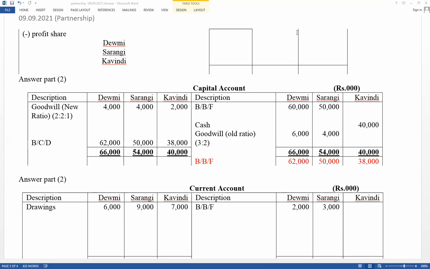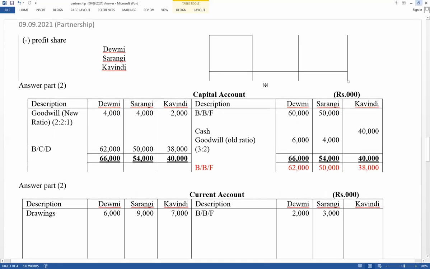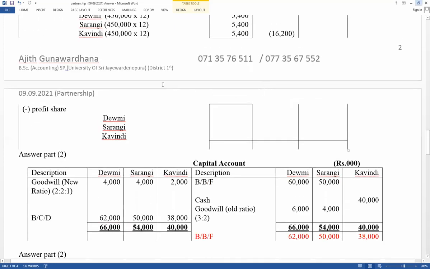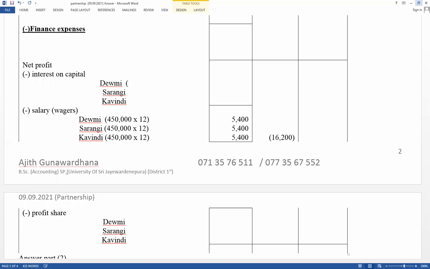Therefore, the capital account closing balance is already calculated. Therefore, based on this value, 10%. 10% means 10 can be cut. 6,200, 5,000, and 3,800. Interest on capital. Therefore, think about the profit appropriation part. It has calculated the closing balance, 62,000 at 10%.